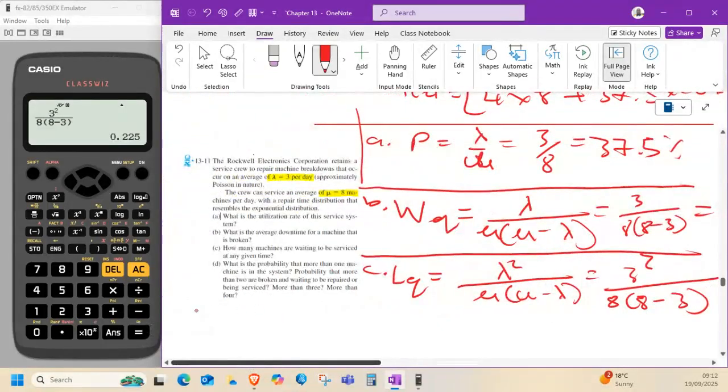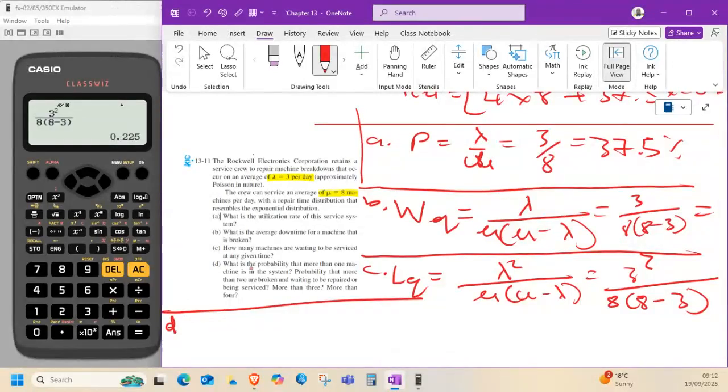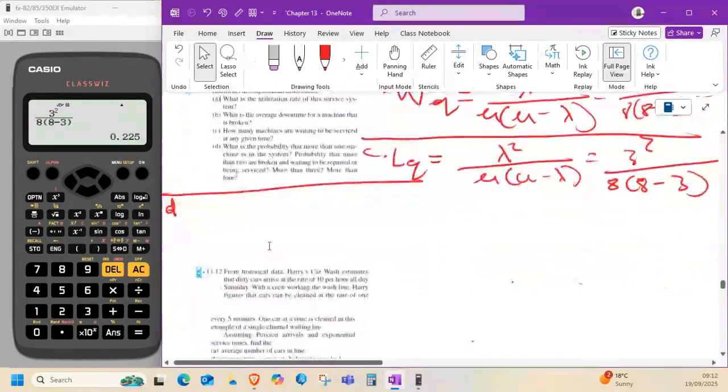Then I'm starting to write below here now. D. Then this is what I like. Then this is where it tells the probability that there's going to be something in the system. Probability that more than one machine is in the system. So you see that part. This is the part that I was talking about. Now it has arrived, which is a good thing.